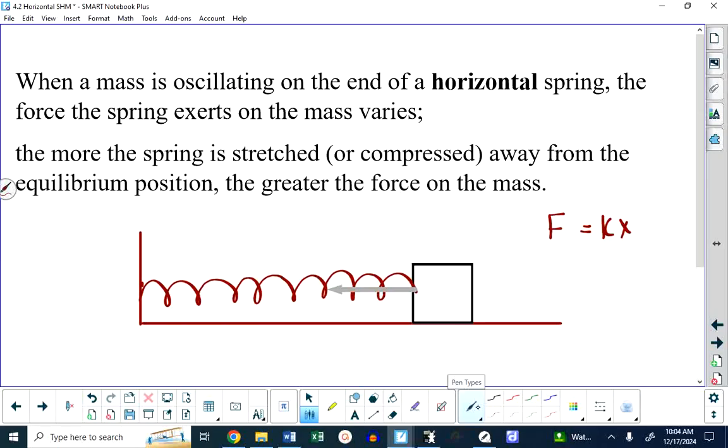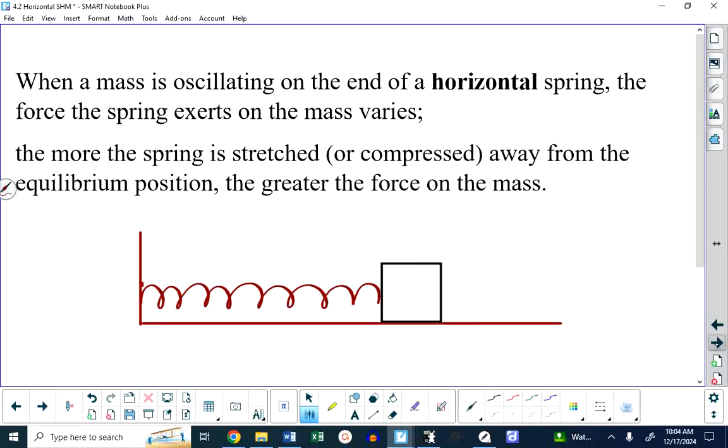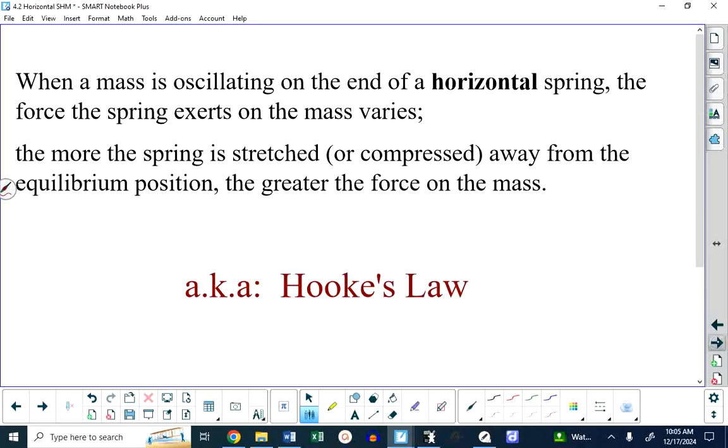It's not necessary. When the mass is here, the force acting on it will be less because x is smaller. You get the idea here? What I'm telling you on this first little page is that the more the spring is stretched or compressed, the greater the force on the mass. And all that is Hooke's law.